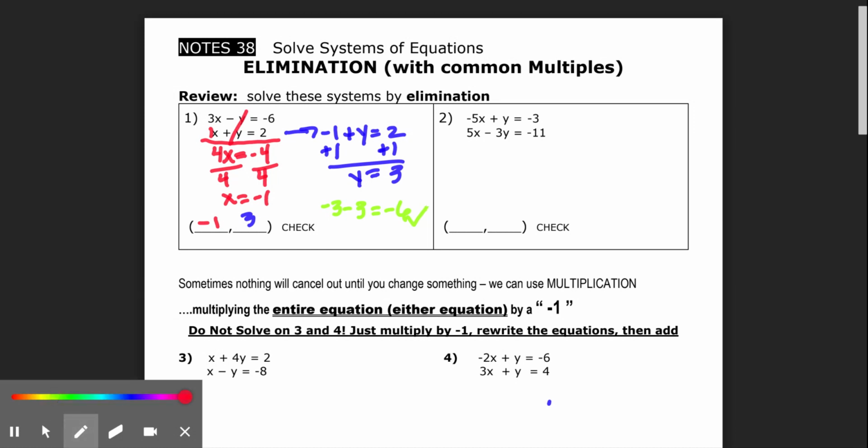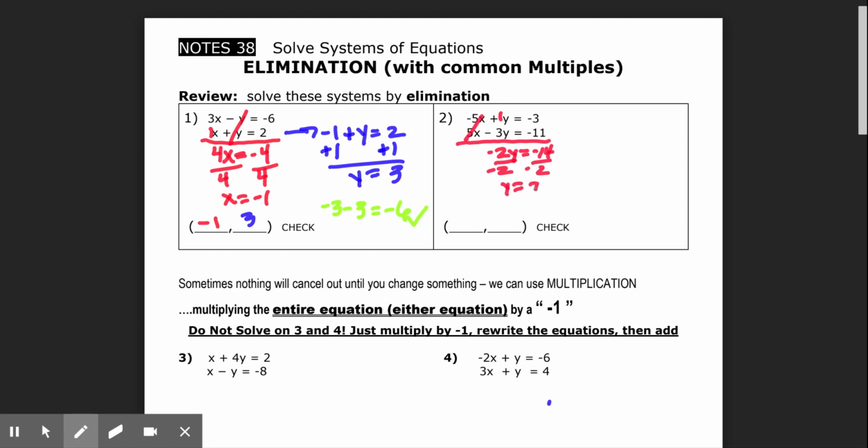All right, problem number 2. We're going to do the same thing, but instead of eliminating the y's, we're going to actually eliminate the x's. So those will cancel out. And then we have 1y minus 3y is negative 2y. Negative 3 minus 11 is negative 14. We're going to divide both sides by negative 2. And y is equal to 7.